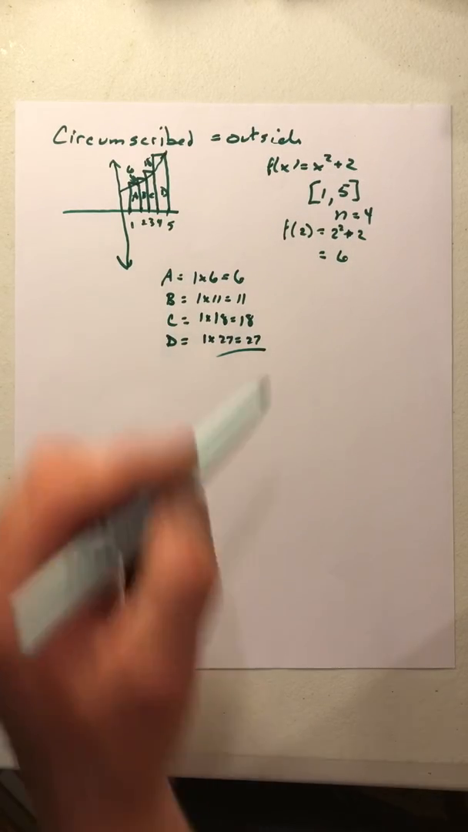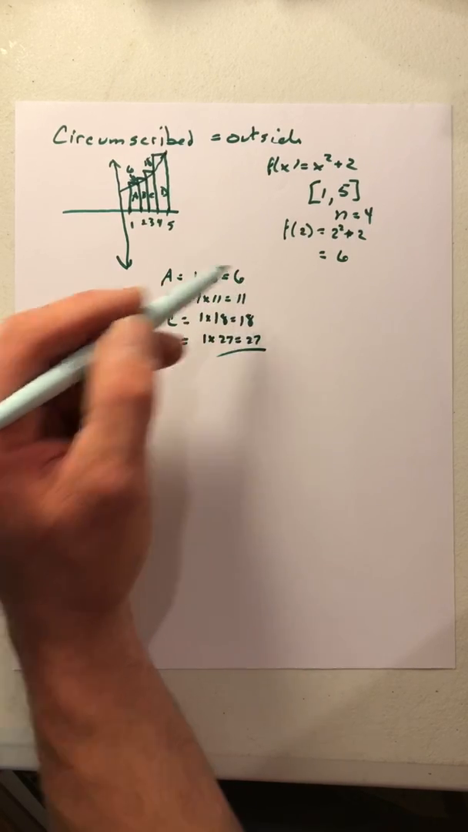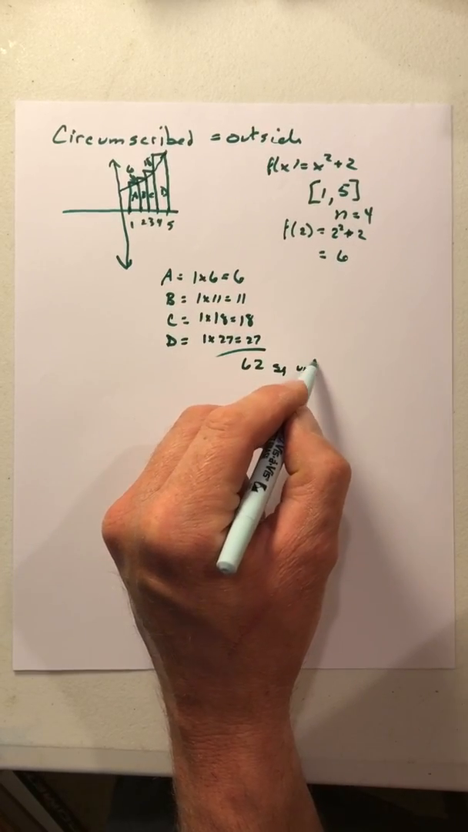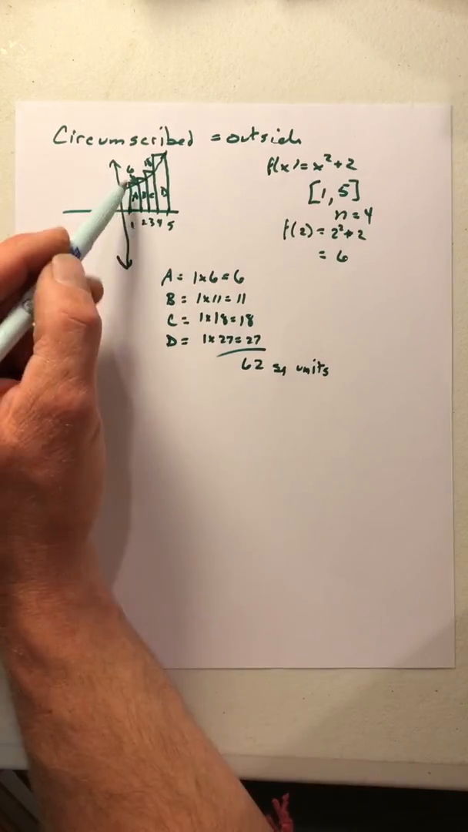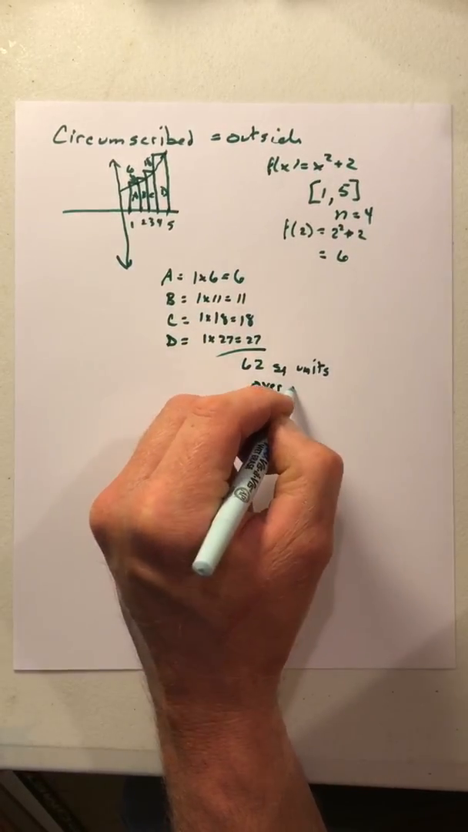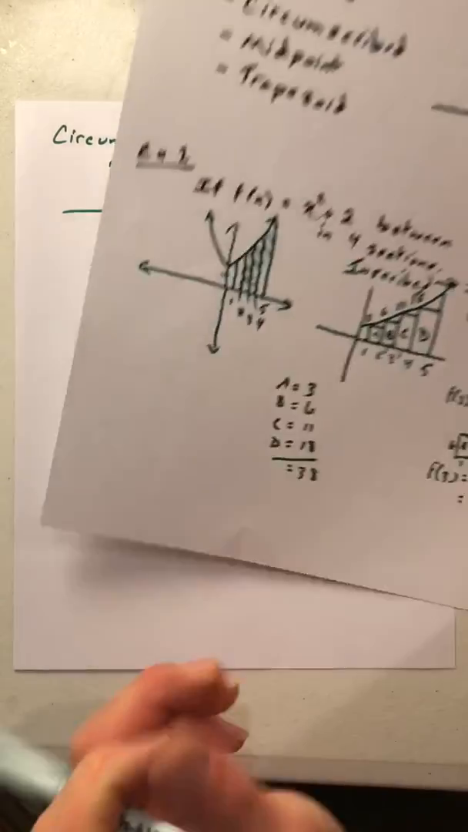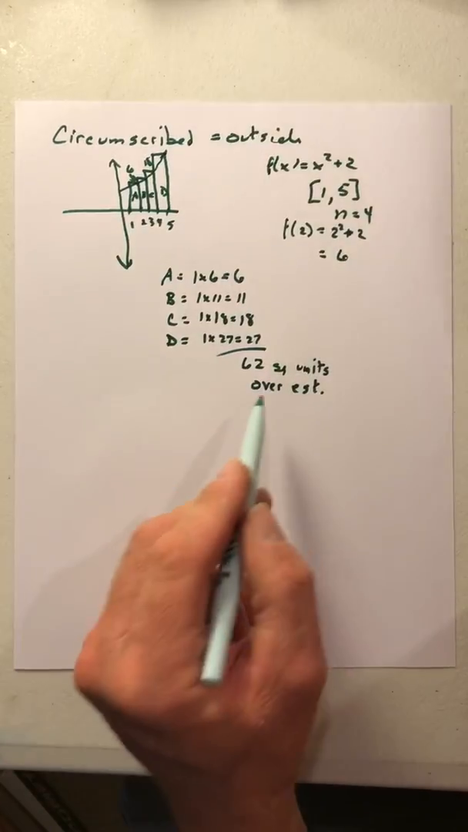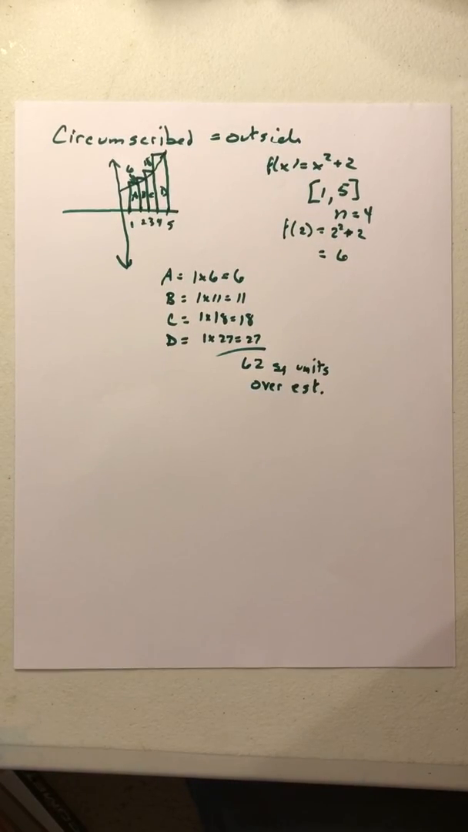Now I can go ahead and add those up. I get what? 20, 30, 45, 55, 56, 62 units. Again, this is in square units. We're talking about area. So what do we know about that? Well, we know that this is an overestimate. So our inscribed method gave us 38, remember? That was an underestimate. And we know the overestimate is 62. So we know the area of this region is somewhere between 38 and 62.